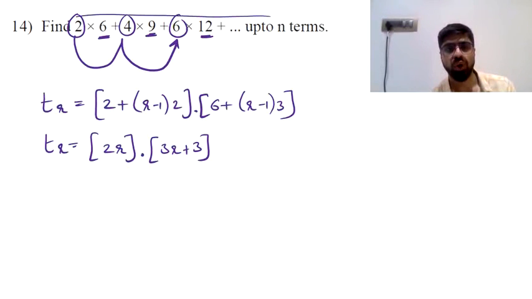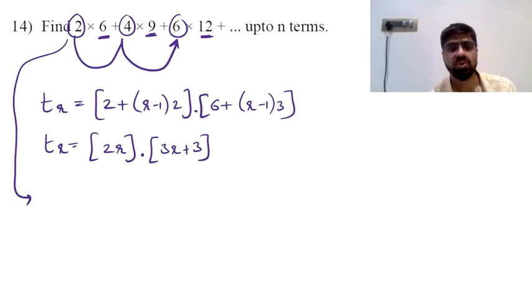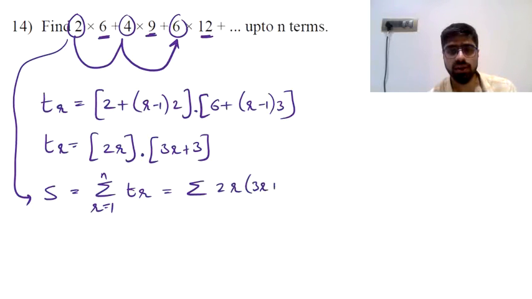So the summation of all these terms, this entire sequence, is the sum of all terms of this type. So the given sequence can be written as S equals summation of Tr, where r goes from 1 up to n. So this will be summation of 2r into 3r plus 3. If you try to expand that, this becomes 6r square plus 6r.